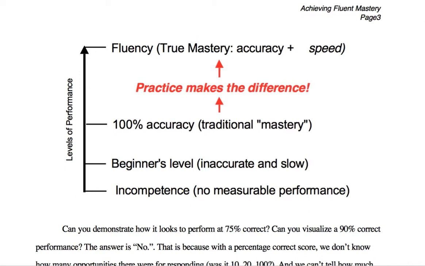But then they improve and they get up to 100% accuracy, and that's traditional mastery. Parents look at the report card and say, "Wow, look at this, Johnny, Sally, making hundreds." But there is another level, and this comes from practice. And notice this practice makes a difference. And that is fluency, true mastery, which is accuracy plus speed. And that is what we seek to achieve with our Blend Phonics fluency drills.